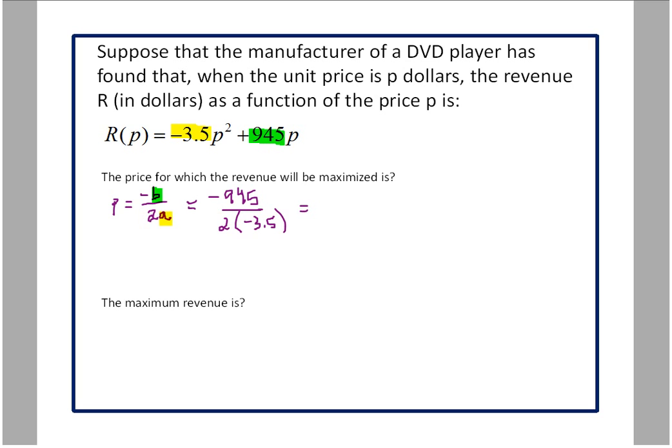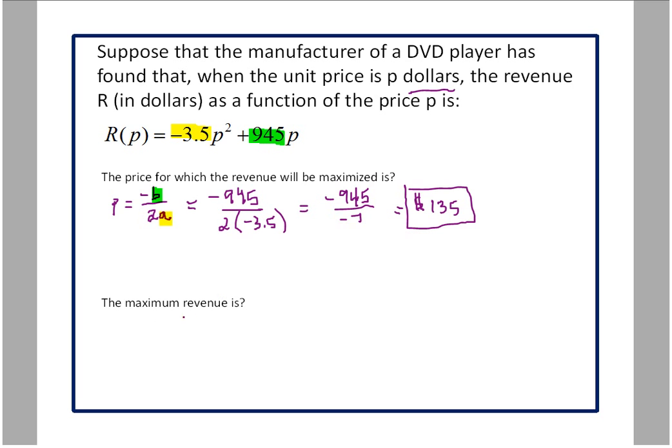Oh, I typed that wrong. Give me a second, is 7. So it's a negative 7 in the denominator. So we have a negative 945 divided by negative 7, is a positive 135. And that's the price that the revenue's maximized. So that's one of our answers. Remember, P is in dollars.